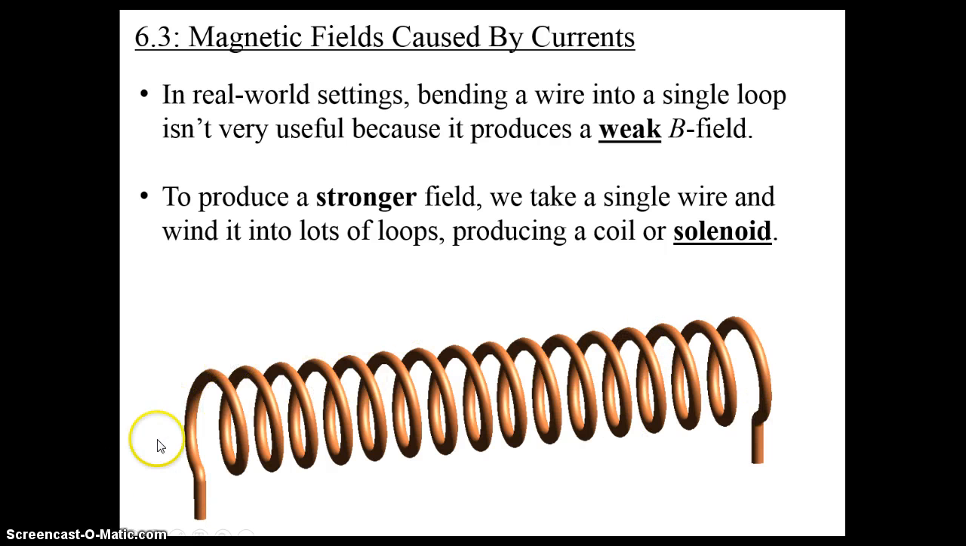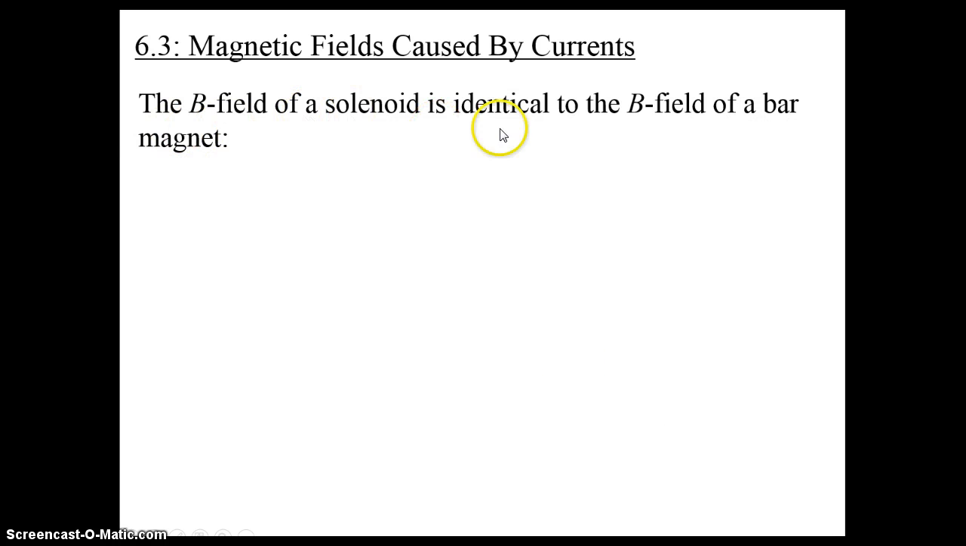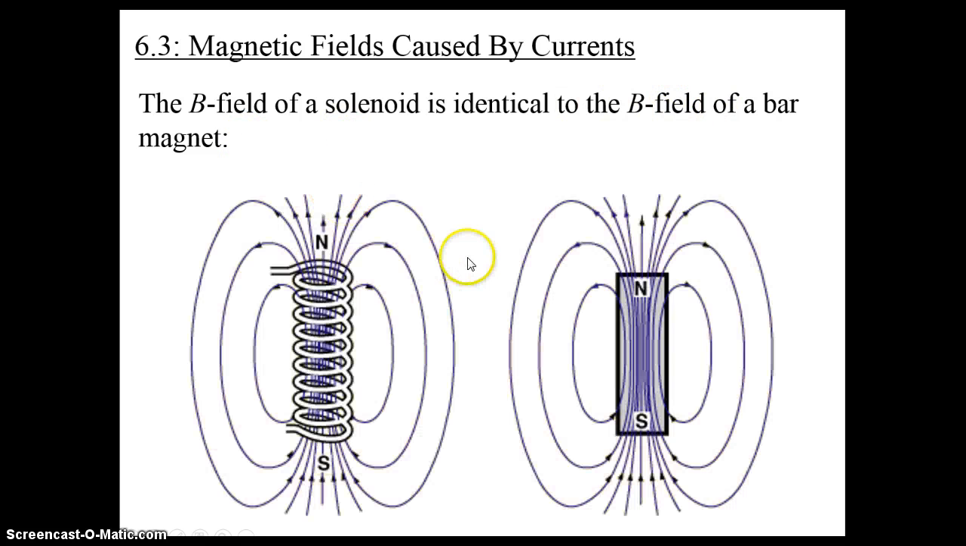So many loops. This produces what we call a coil, or a fancier word, so that we sound smart at parties, we call it a solenoid. The magnetic field of a solenoid is identical, in fact, to the magnetic field of a bar magnet. Check this out. That's so cool.